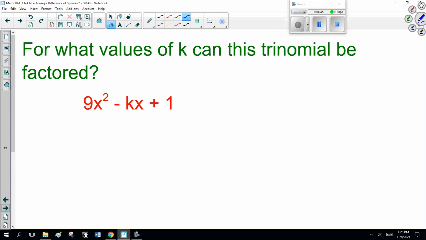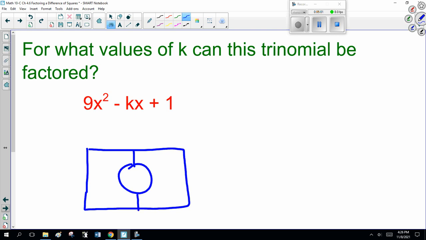Now, next thing, for what values of k can this trinomial be factored? That is, what's going on here? Well, this is a sneaky question. What I'm saying is, you have a polynomial here: 9x squared minus kx plus 1.